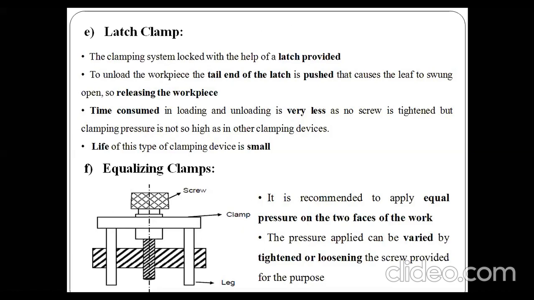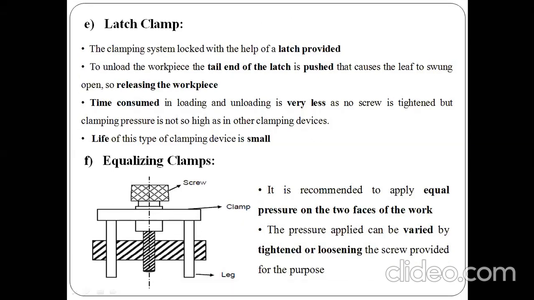Latch type of a clamp. I think all of you have an idea about the latch, which is provided at your door. So latch type of a clamp, it is easy to understand what is a latch type of a clamp. The same mechanism works here. The clamping system is locked with the help of the latch, which is provided. Then to unload the workpiece, the tail end of a latch is pushed so that you can remove your workpiece or clamp the workpiece at a particular location. It is easy.